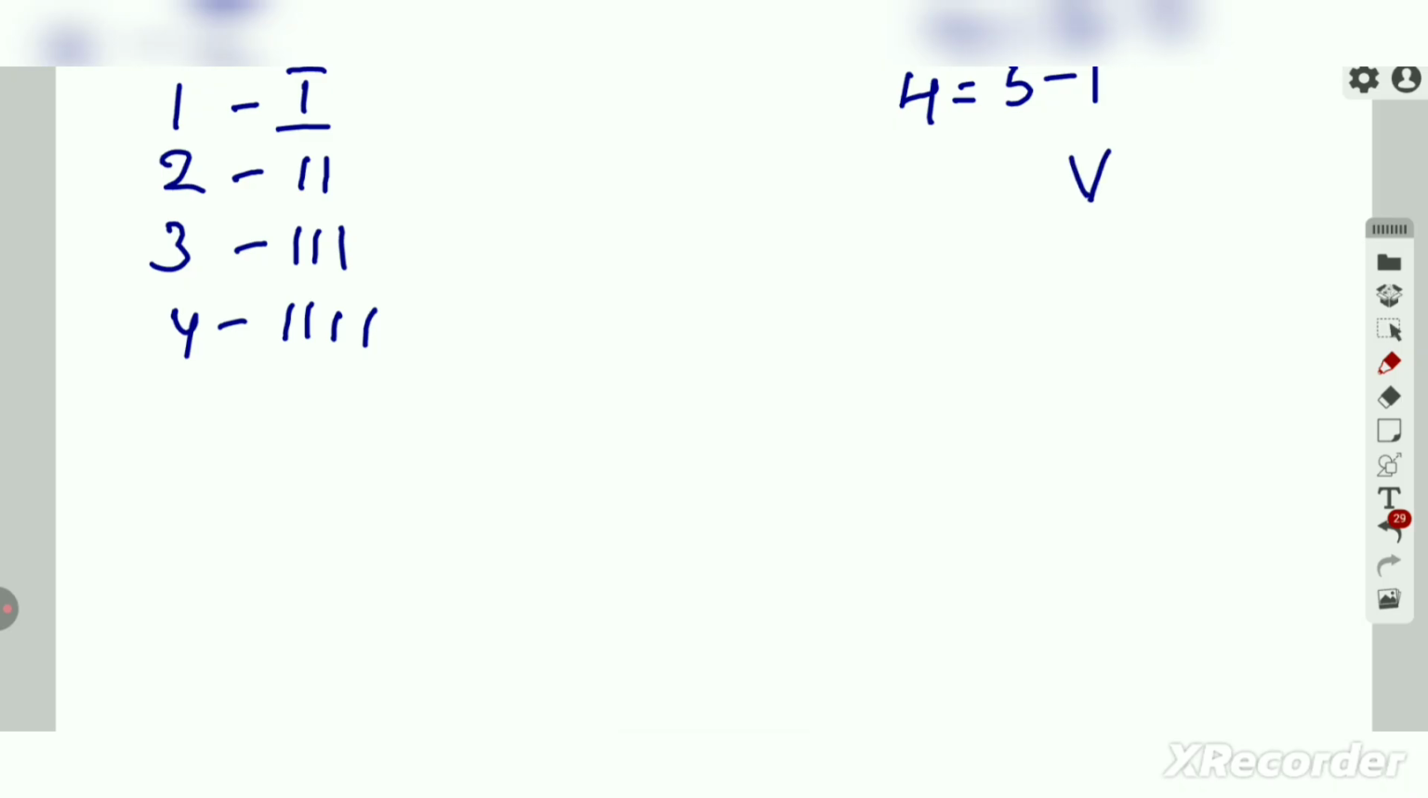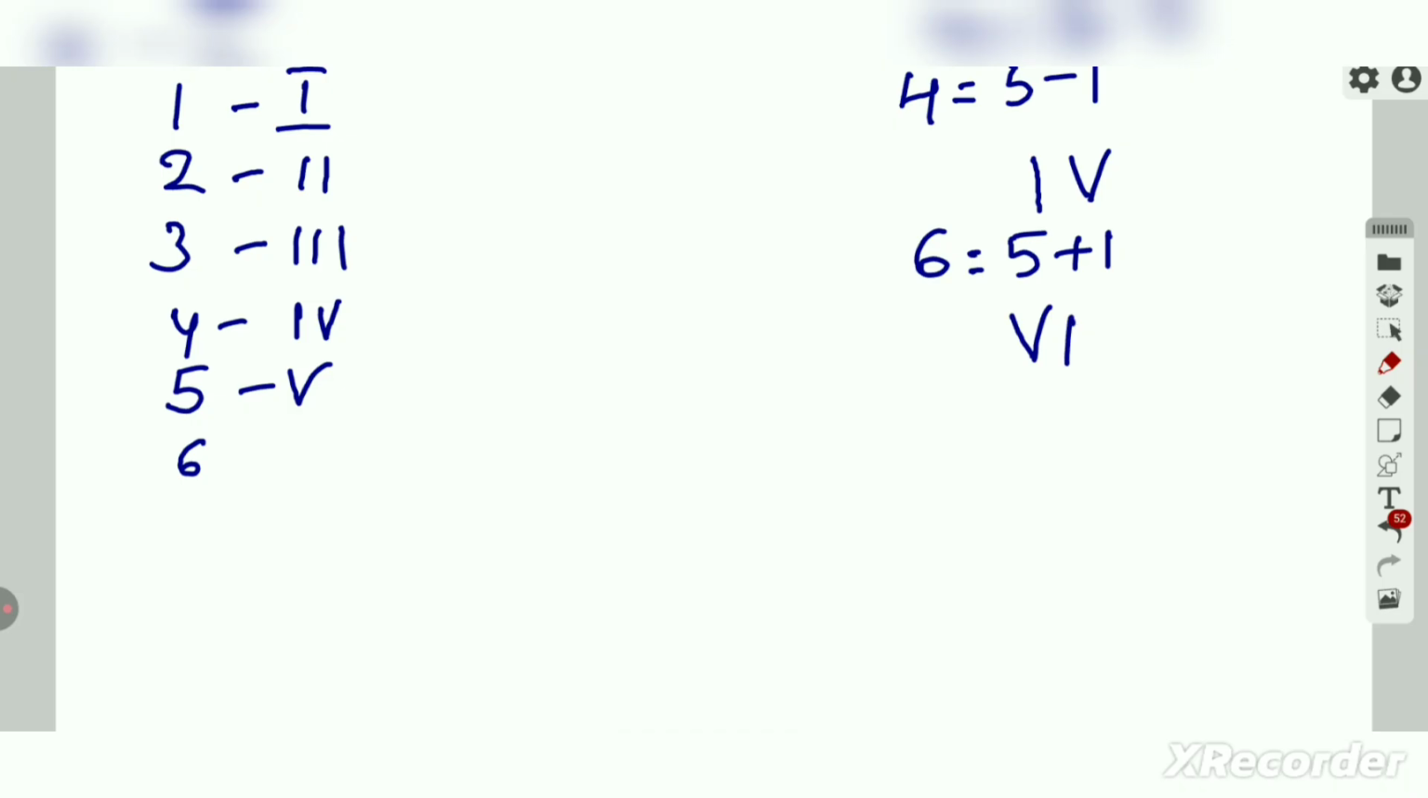5 is V. 1 is I. Because it is subtraction, you are placing the smaller numeral before the bigger numeral. So 4 is IV. And 5, we know the basic symbol V. What about 6? Here we are using the addition rule. 6 is 5 plus 1. 5 is V. 1 is I. Because it is addition, you are placing the smaller numeral after the bigger numeral. So 6 is VI. What about 7?